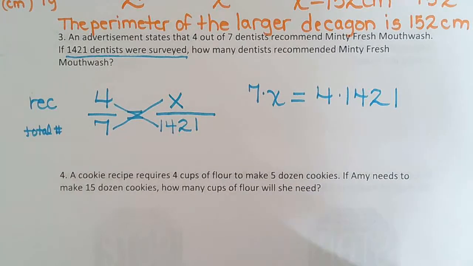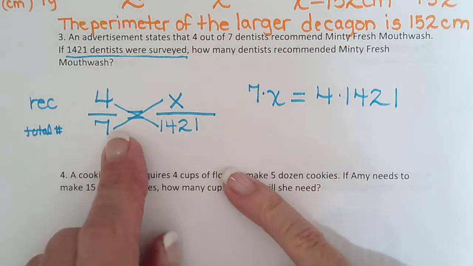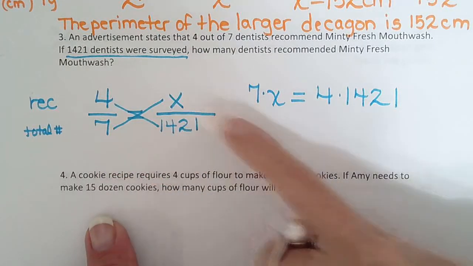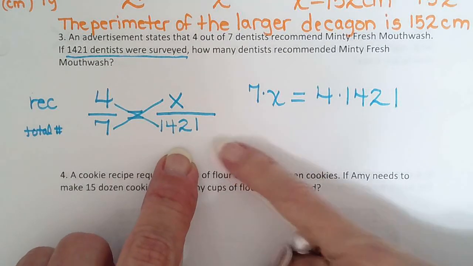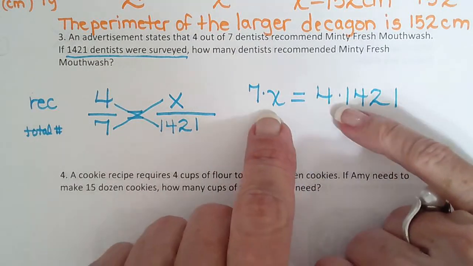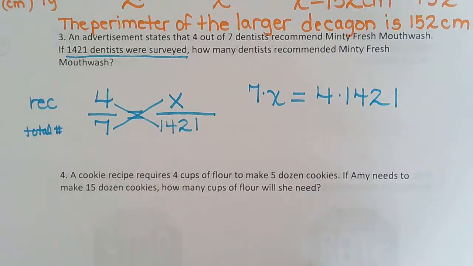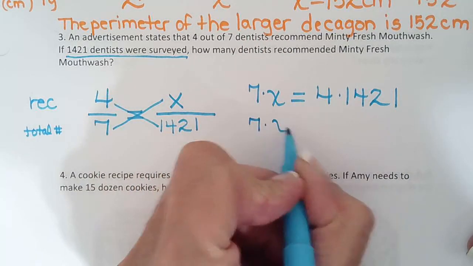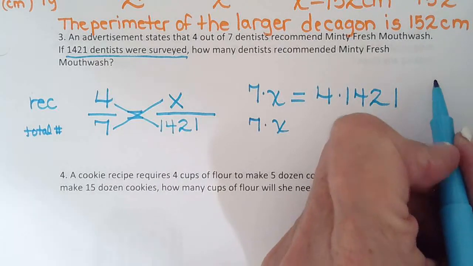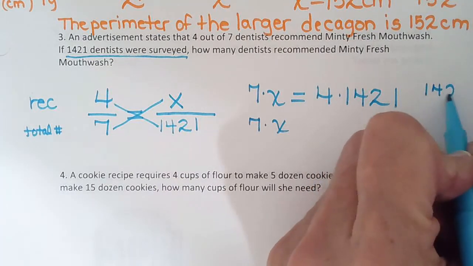Continuing on lesson 9C, we were working on number 3. So our cross products were 7 times x and 4 times 1421. And to solve a proportion, we were told to set those equal. So then we have to take 4 times 1421. So let's go over here and do that.